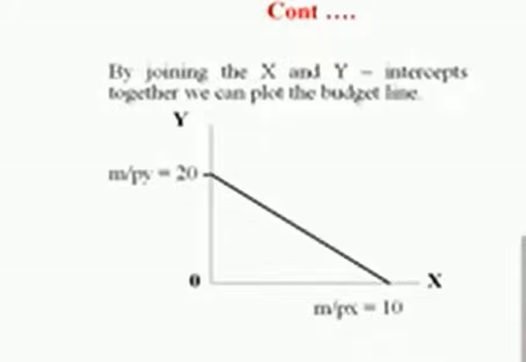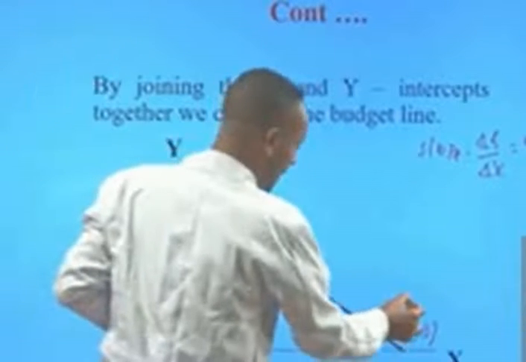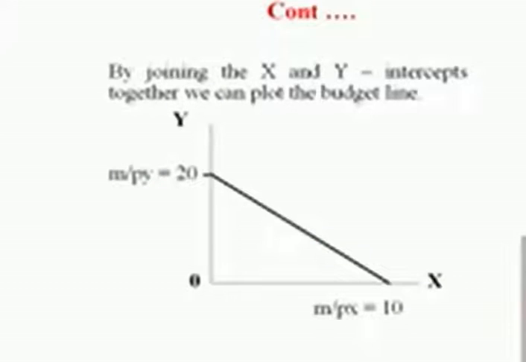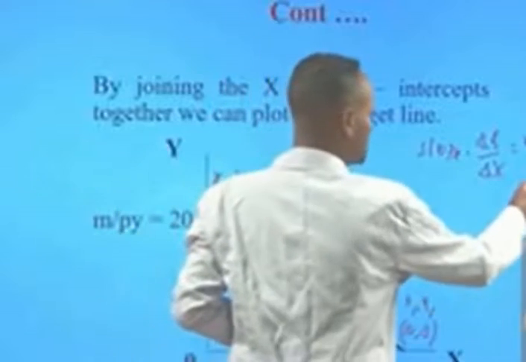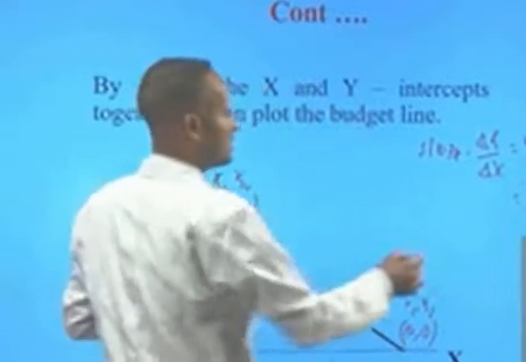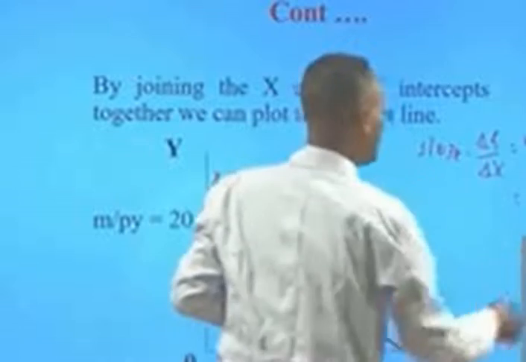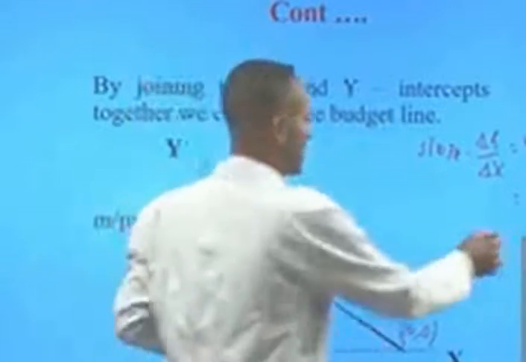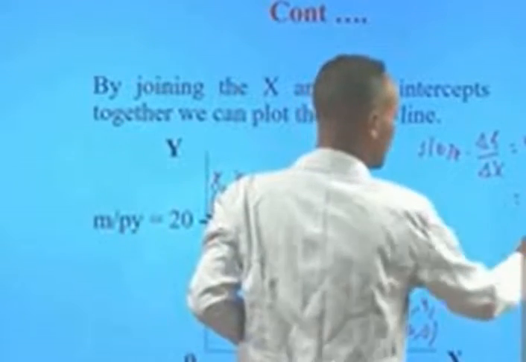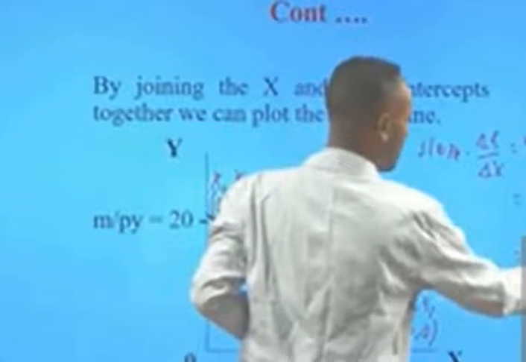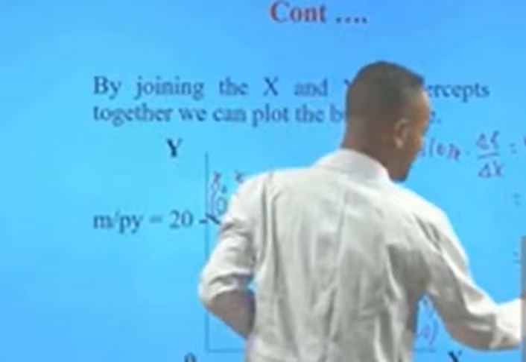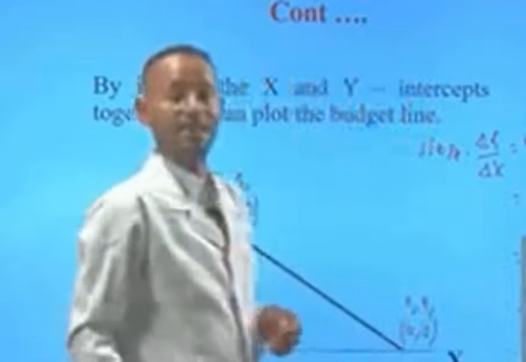Let's take this 0 as x initial and this 20 as y initial. Let's take this 10 as x final and this 0 as y final. Now, when we substitute this information, we get y final, which is 0, minus y initial, which is 20, divided by x final, which is 10, minus x initial, which is 0. And this will give you minus 20 over 10, which is equal to minus 2. So the slope of the budget line is minus 2.